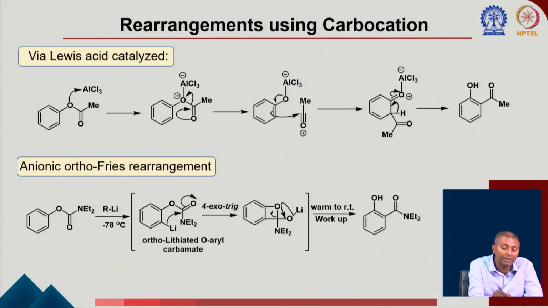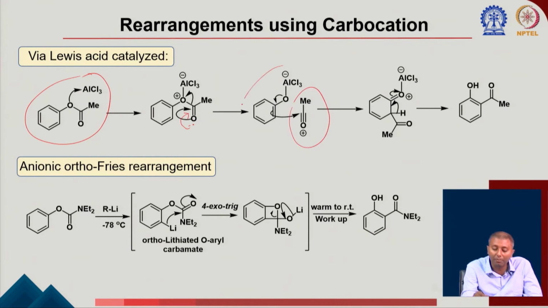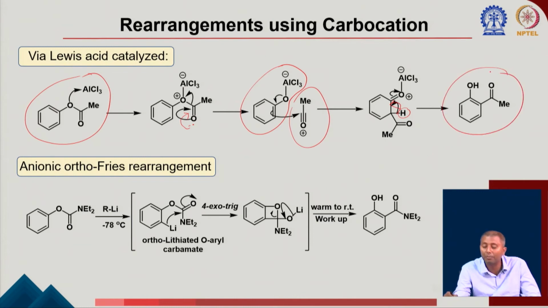So, here first, once you have this compound, this oxygen is going to bind with this AlCl3, making a positive charge. After that, this oxygen lone pair pushes the electron density to form this acylium ion. Once it forms the acylium ion, which is very reactive, you can see a Friedel-Crafts type reaction happening, attacking here, and then there is a proton abstraction happening here to form these desired compounds.